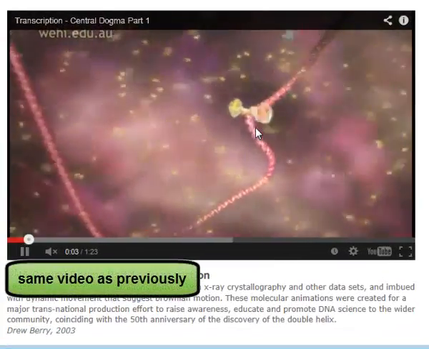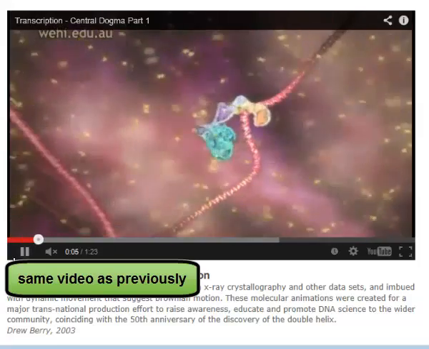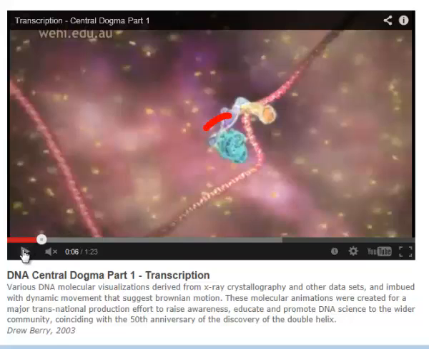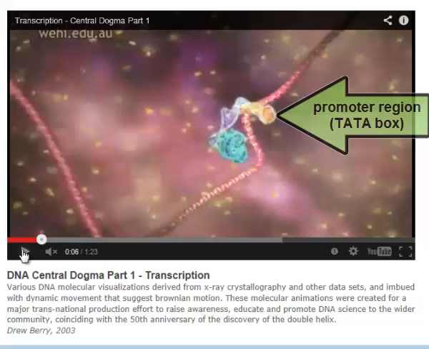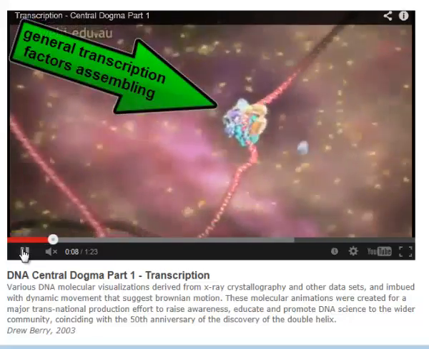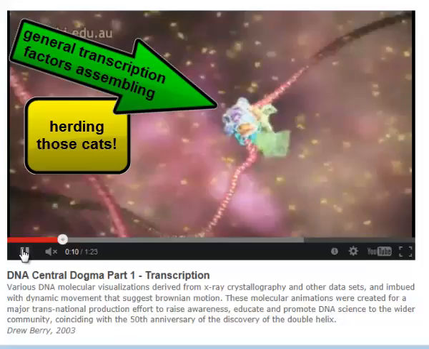Here are your TFIID. They're bound to the promoter site. And notice how the green blob here is actually the RNA polymerase. It's being recruited to the transcription start site by these transcription factors. They're bringing in this RNA polymerase to the promoter region. And what will happen with this fusion protein is that there's going to be more of these transcription factors.